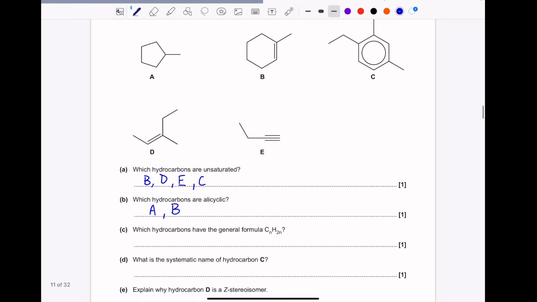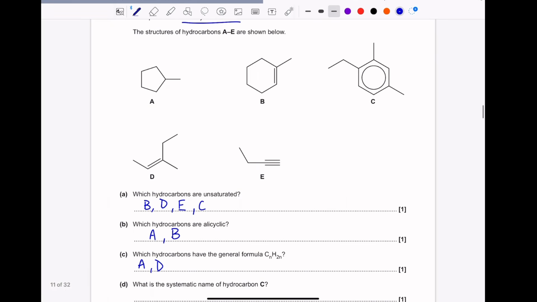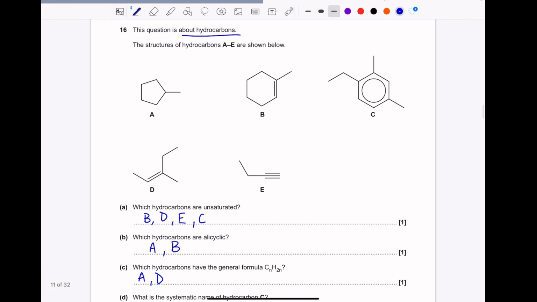Which hydrocarbons have a general formula of CnH2n? So we're looking for alkenes as well as cyclical compounds with no double bond. Therefore, A and D. What is the systematic name for hydrocarbon C? So to name C, we start with numbering the carbons. Carbon 1 is given to the carbon with the highest carbon chain substituent, so the ethyl group. Then methyl groups on carbons 2 and 4.